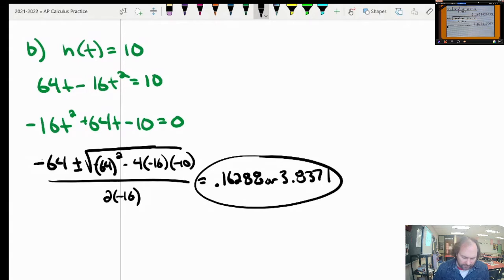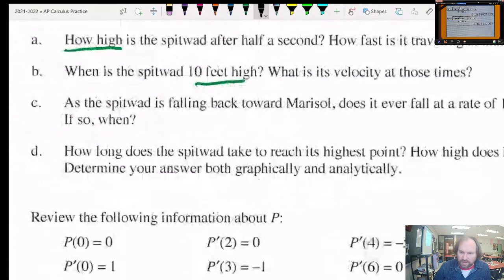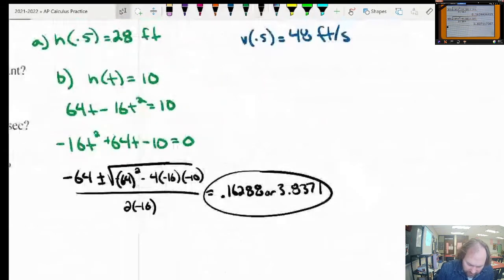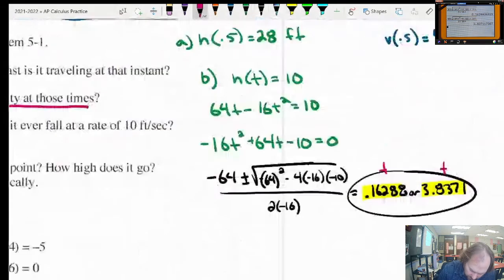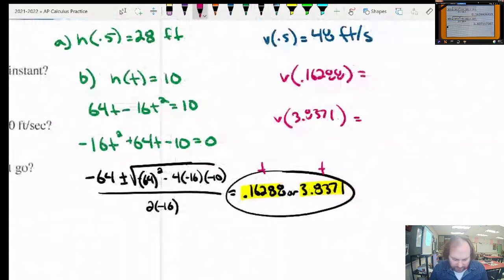As far as v of t goes, what is its velocity at those times? This is going to be another calculator question. We're going to take the answer and plug it right in. Since these are the times that the spit wad is at exactly that height, the question is asking what is the velocity at those times. We're going to find out what v of 0.16288 is, and also what v of 3.8371 is. For that, we're just going to plug that right into our velocity function.